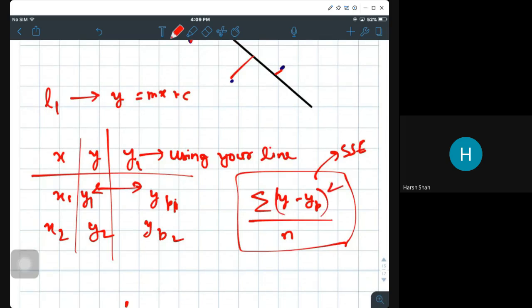Now this is all that is given to you in the question. What is your error formula? What you should use for error? Everything will be given in the question. Okay.